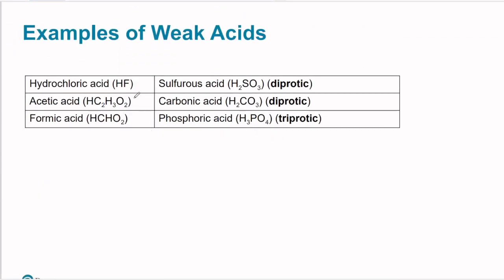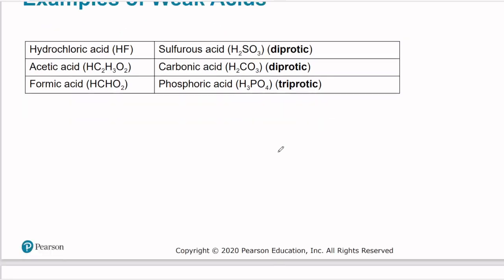Here are some examples. Hydrofluoric acid, that's our halo acid that's weak. Acetic acid, formic acid, sulfurous acid. Notice this is not H2SO4, this is H2SO3. And carbonic acid and phosphoric acid. Notice that carbonic and phosphoric are diprotic and triprotic. So phosphoric acid has 3 hydrogens that can be donated.